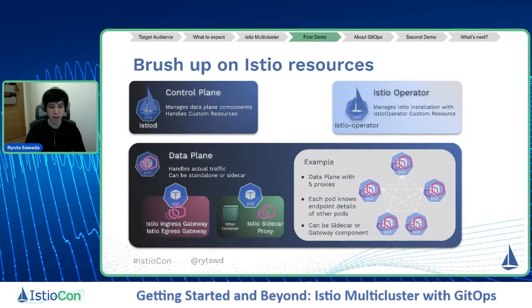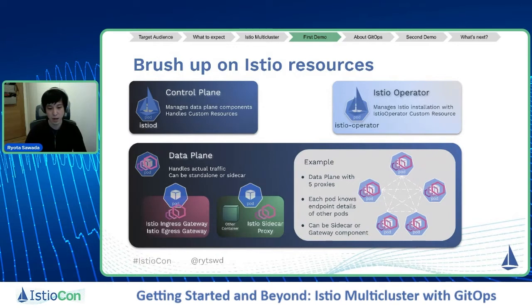Control plane is essentially Istio-D. It used to have multiple components in the past, but when you see Istio-D, you can think of it as the control plane. It monitors custom resources in the cluster, which I'll also be briefly touching on, and ensures the data plane is updated accordingly. Data plane is where the traffic magic happens in Istio.